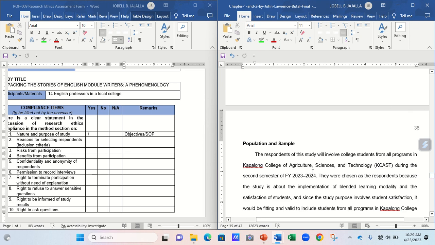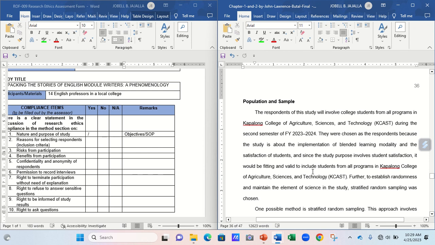So the respondents of this study will include college students from all programs in KCAST during the second semester. It is very important that you mention who the respondents really are, their category, whether only one program or all programs, the name of the school, and the semester when the study was conducted. It should also be the fiscal year, or rather the academic year.